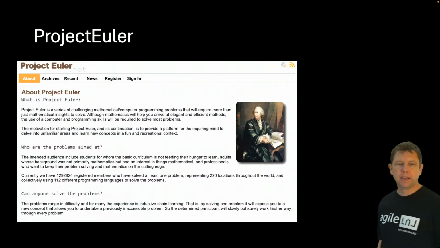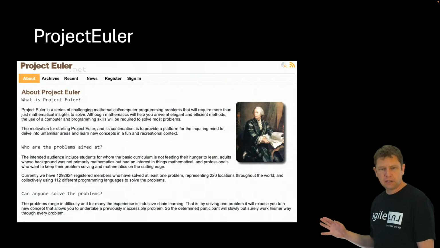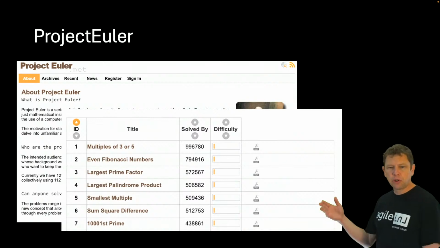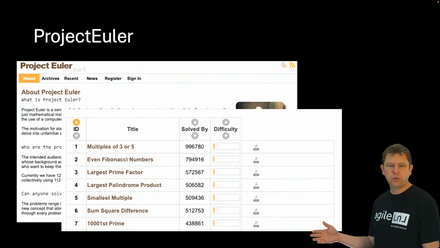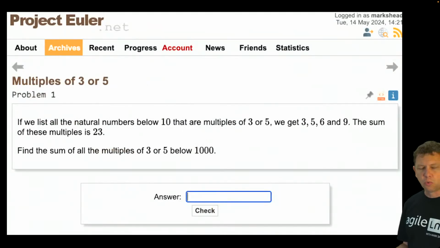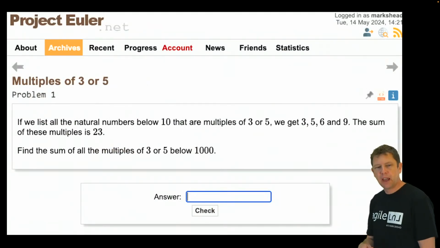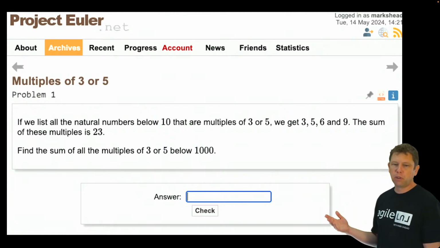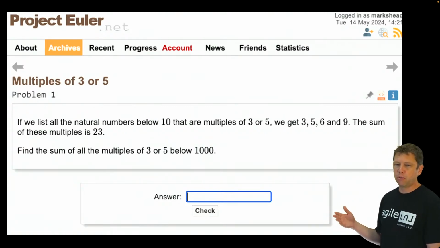Project Euler is a little bit similar. I don't even think they have a paid one, but it's similar in that you've got all these things you can choose from. But what's different about it is it doesn't actually expect you to run them on the website. It asks you a question like this: if we list all the natural numbers below 10 that are multiples of 3 or 5, we get 3, 5, 6, 9.